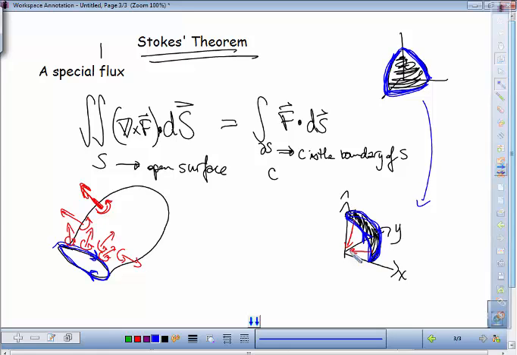Okay? So does the orientation make sense? Is that a normal vector with your right hand? This is a thumbs up.